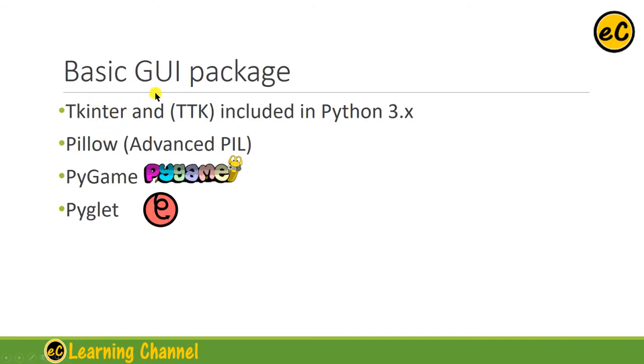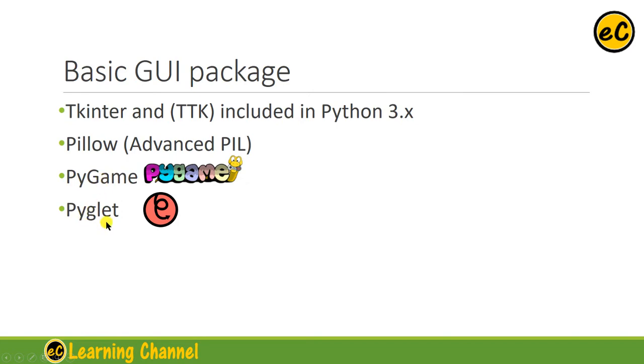Here are the different basic GUI packages that I would like to introduce, including Tkinter, but this is included in Python 3.x, and then Pillow, a fork of PIL, the Python Imaging Library, but it is more advanced, so we would install Pillow. And then we will show you how to install two packages. One is for PyCharm and the other one is for PyClick.